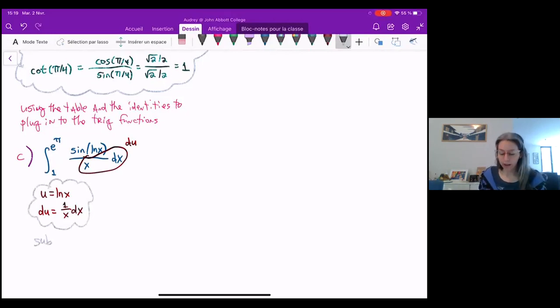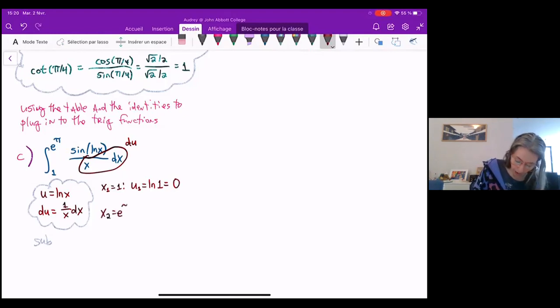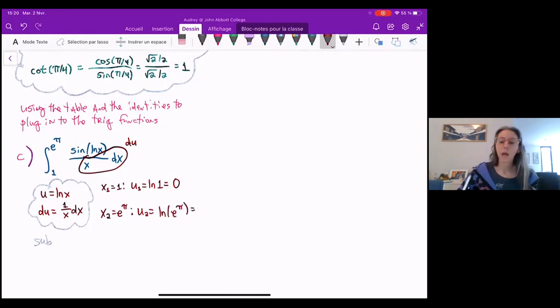And now I want to find my new bounds. So if x1 is equal to 1, u1 is equal to ln of 1, which, hey, guess what? We just remembered is 0. So that's a 0 there. And if x2 is e to the pi, don't let that weird value scare you. We're just going to plug it in. We're going to get u2 is ln of e to the pi. And remember that ln and e are inverse functions. In other words, when you see them next to each other, they kind of cancel each other out. And what's left is what you see. So when I cancel out the ln and e, I see that there's actually only a pi left over. So my new bounds are 0 to pi.